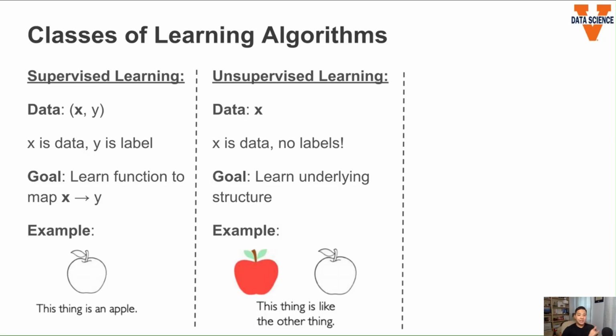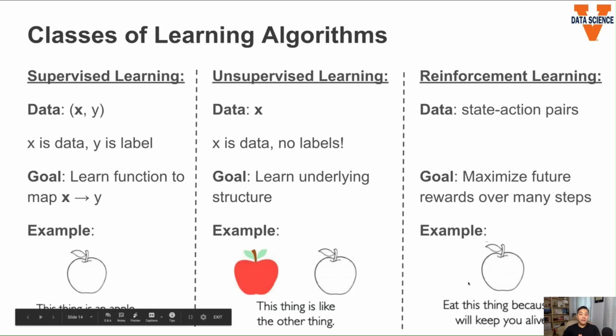And your goal is to learn an underlying structure of this data. So instead of trying to recognize this apple right here, I'm just going to say that this image of an object looks like another one that I've seen, but I don't necessarily have to say this is an apple. Right? I was not provided with data saying this is an apple. And finally, reinforcement learning is when you are provided with state-action pairs as your data. Instead of trying to provide a label or to learn a function, you're trying to maximize the future rewards of the system over many different steps. So an example of reinforcement learning would be, if you see an apple, you should eat it because it keeps you alive and keeps you going. That's the action you have to take upon seeing an apple.